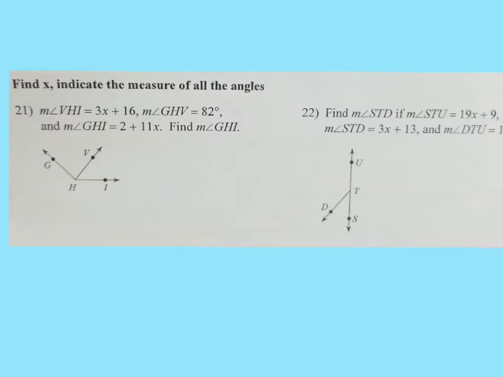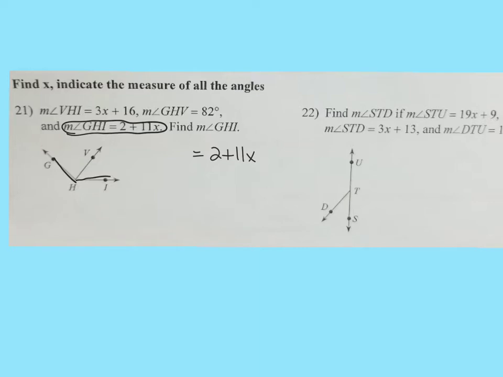Alright, 21, I'm doing the exact same concept as the segment addition postulate from earlier. Now remember, my rule of thumb is I always like to find the biggest angle first. So the first thing I'm going to do for 21 is look for GHI or IHG. I find GHI, it's 2 plus 11x. The reason I find the biggest piece first is I know it's going to equal 2 plus 11x.